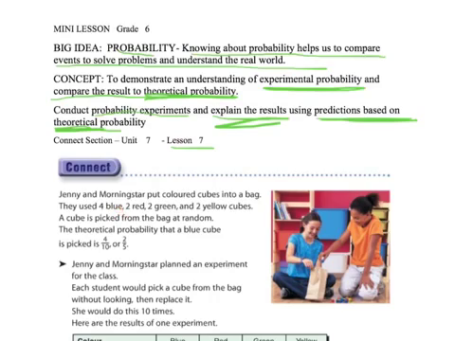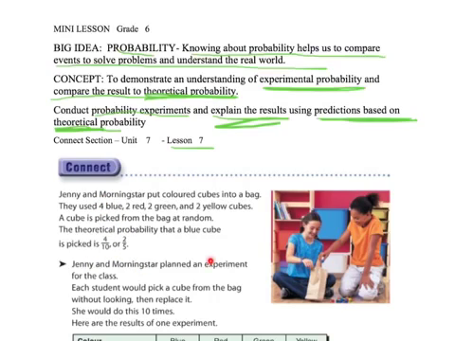They used 4 blue cubes, 2 red cubes, 2 green cubes, and 2 yellow cubes. A cube is picked from the bag at random, so without looking. The theoretical probability of a blue cube is 4 out of 10, because there are 10 altogether. If you wanted to, you could make that an equivalent fraction, which would make it 2 out of 5. So she has a 2 out of 5 or a 4 out of 10 chance. If she did 10 picks, she should have ended up with blue 4 times. If she did 5 picks, she should end up with blue 2 times.